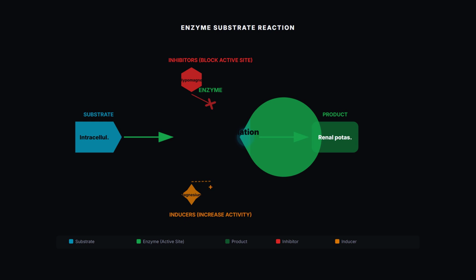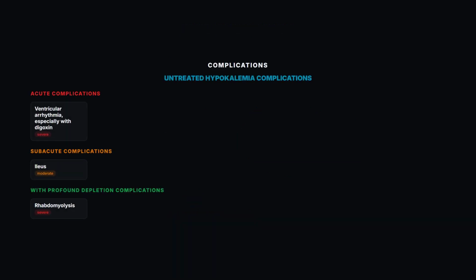Untreated, hypokalemia's downstream complications compound each other. Ventricular arrhythmia risk climbs, especially with concurrent digoxin. Rhabdomyolysis can develop with profound depletion, and an ileus can mimic a surgical abdomen if nobody's checked a potassium level.